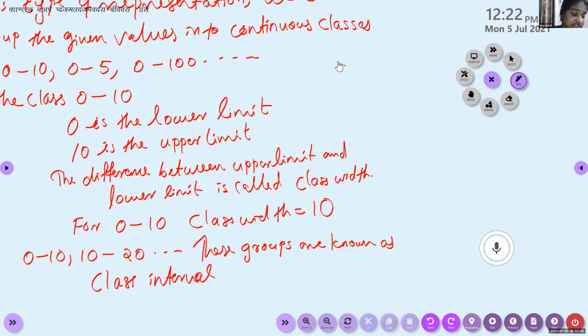What is the size of the class interval? What is the size here? Ma'am, 25. So write the answer. The size or class width, both are the same. Size or class width is 25.